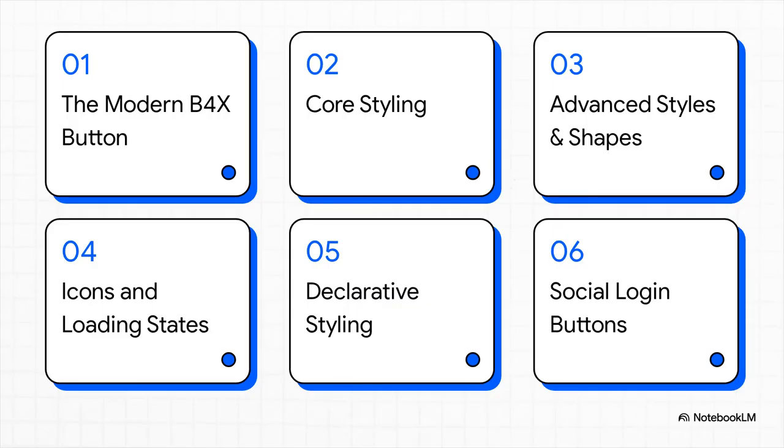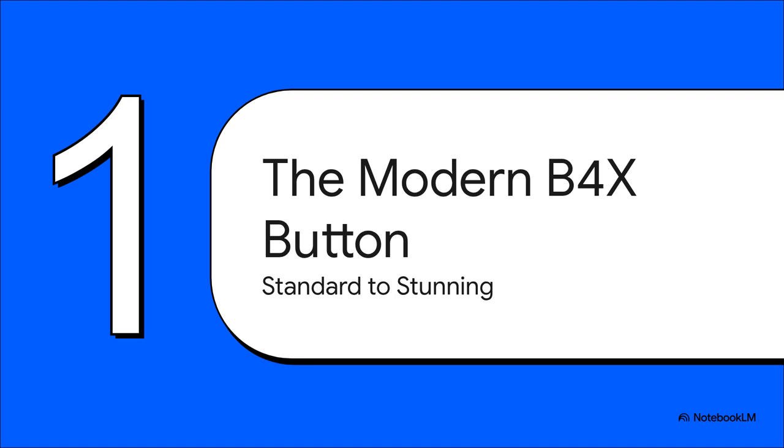So here's the plan. First, we'll talk about what this thing actually is. Then, we'll get our hands dirty with core styling, colors and sizes. After that, we'll get into the really cool stuff, advanced styles and shapes. We'll also cover icons and loading states, explore this awesome declarative styling method, and wrap up with a feature that's a huge time saver: one-click social login buttons. Let's get into it.